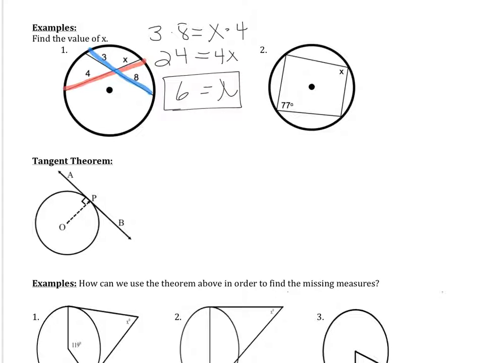Look at the next one. I have an inscribed quadrilateral. What do I know about inscribed quadrilaterals? Well, opposite angles are supplementary. So if this is 77, how do I find x? Well, I'm just going to take 180 and subtract 77. So x is 103 degrees.